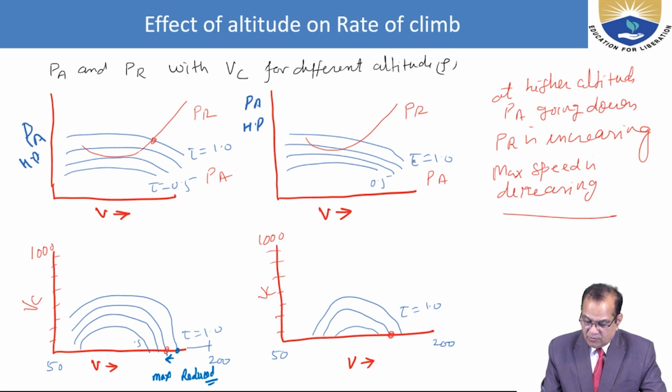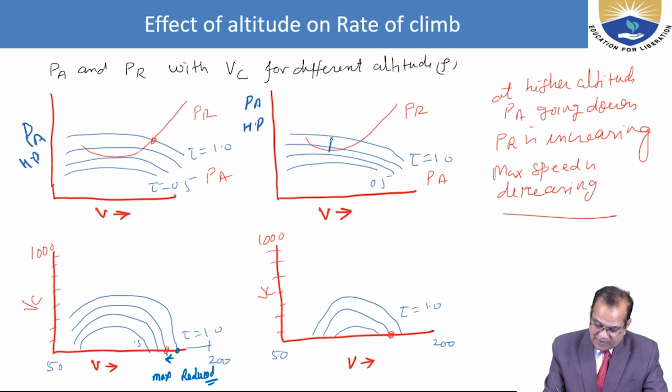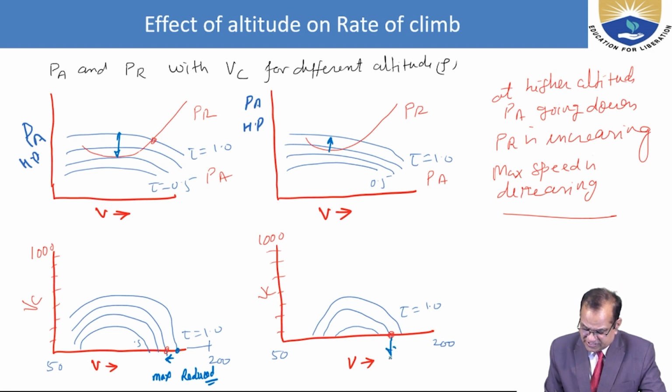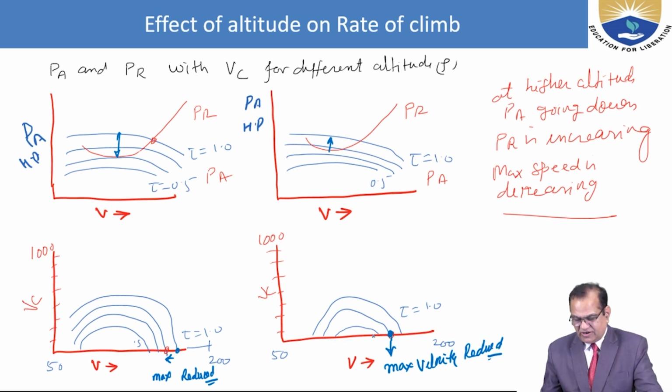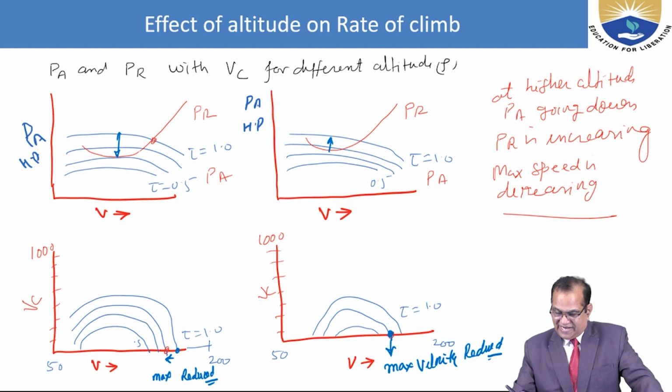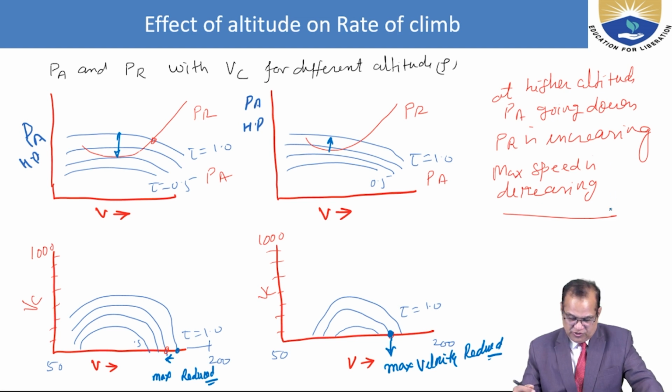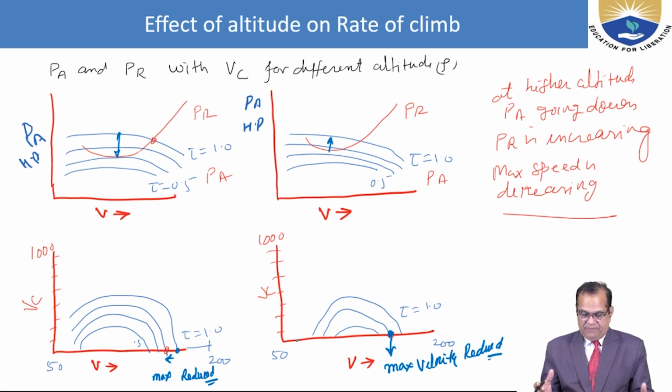As you go further, more throttle is required and your excess power is reduced more, and it comes nearer, so the maximum velocity is reduced. And here you have the 0 rate of climb. So at higher altitude, PA is going down, PR is increasing, and maximum speed is decreasing. As you go up and up, the maximum speed of the aircraft will keep decreasing.